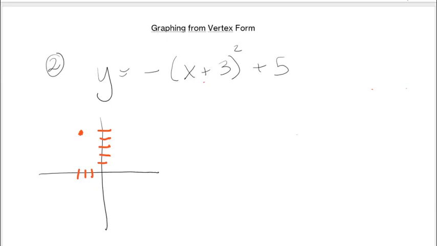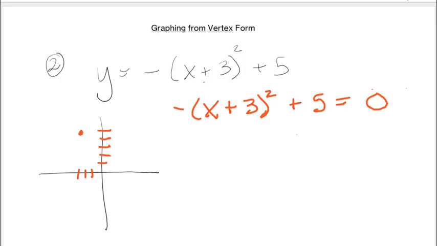If I want to know the zeros, I'm going to have to set this equal to 0, and I'm going to solve. With any function, whether it's linear or quadratic, if you want to find the x-intercepts, you need to set y equal to 0. And if you want to find your y-intercept, we need to set x equal to 0. So let's find our x-intercepts.